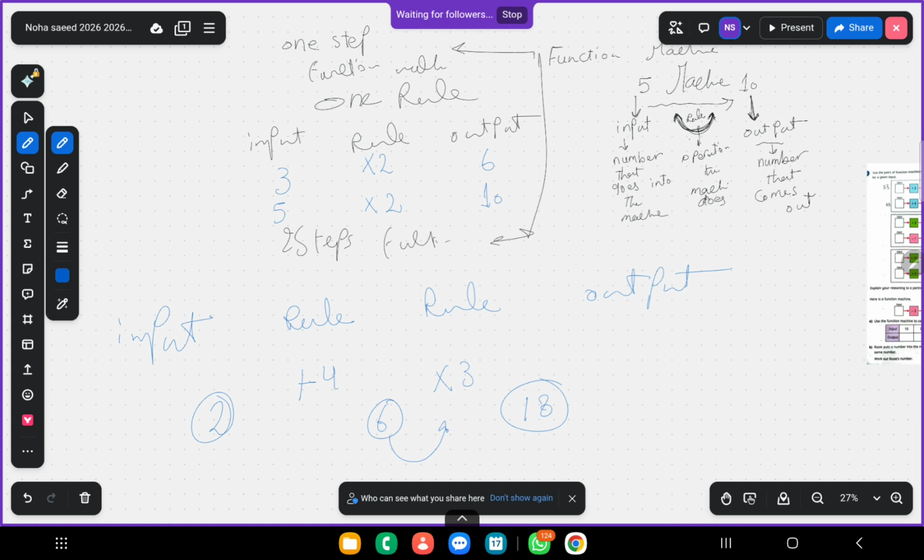So this is the way that I can put a number inside a machine, and this machine uses some kind of rule. One rule makes a one-step function machine, and two rules or more make a two-step function machine, and by the end we have the output. What is the output? It is the number that comes out of the machine after one rule, or after more than one rule in a two-step function machine. Any problem in that?